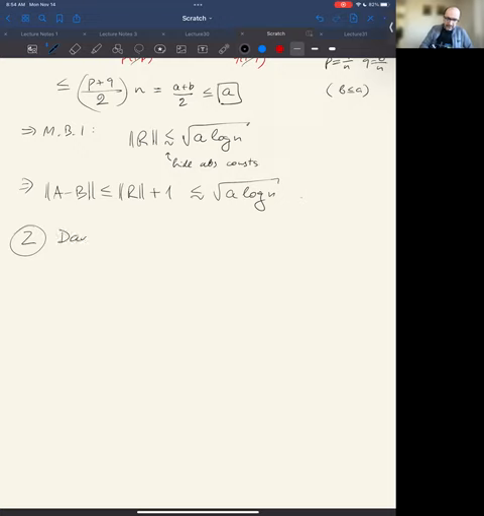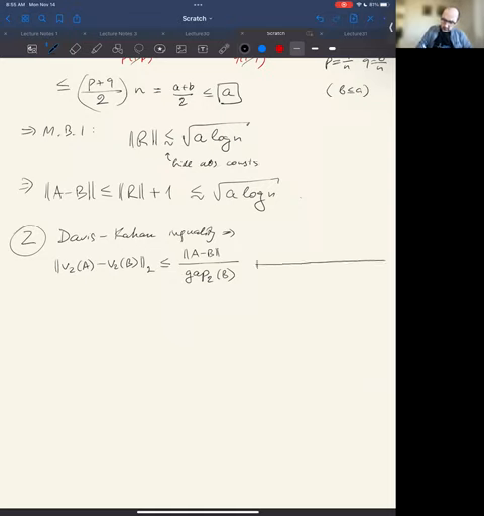The second step is perturbation theory, the Davis-Kahan inequality. It says that if two matrices are close, then the eigenvectors are close. Namely, the inequality says it's less than the norm of the difference, the error, divided by the eigengap, the spectral gap of B. Where the spectral gap is this. You look at the first eigenvalue, you look at the second eigenvalue, and you look at the third and fourth and so on and so forth. The other ones are zeros.